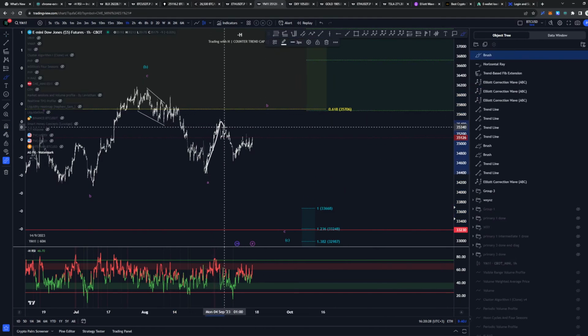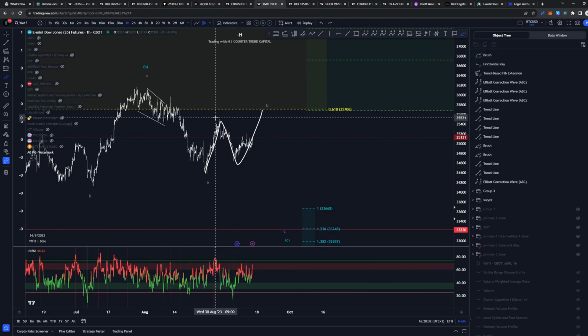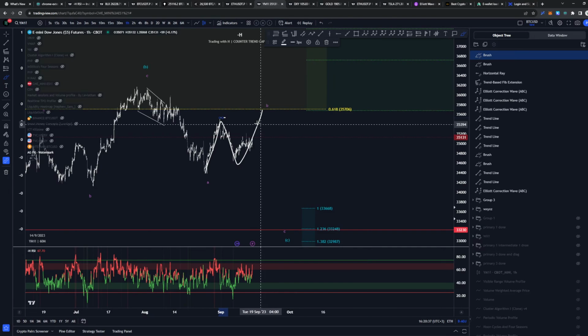which means that we would have a structure of something like this, where we would take out this high. Again, that would be contrary to the S&P 500, where we don't want it to take out this low, oh sorry, this high here.